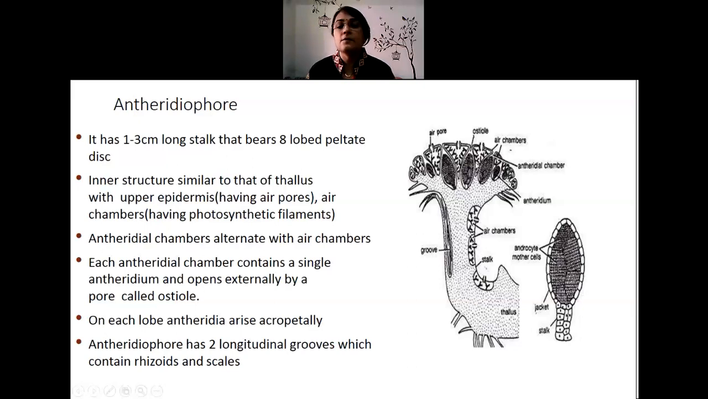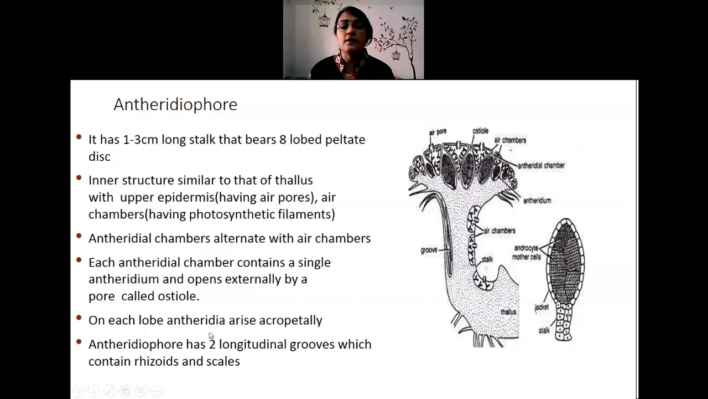The antheridial chambers on this peltate disc usually alternate with air chambers. You find the antheridial chambers alternating with the air chambers, which open out with an air pore, and within the air chambers you find the photosynthetic filaments. Each antheridial chamber consists of a single antheridium, and opens externally by a pore which is called the ostiole.